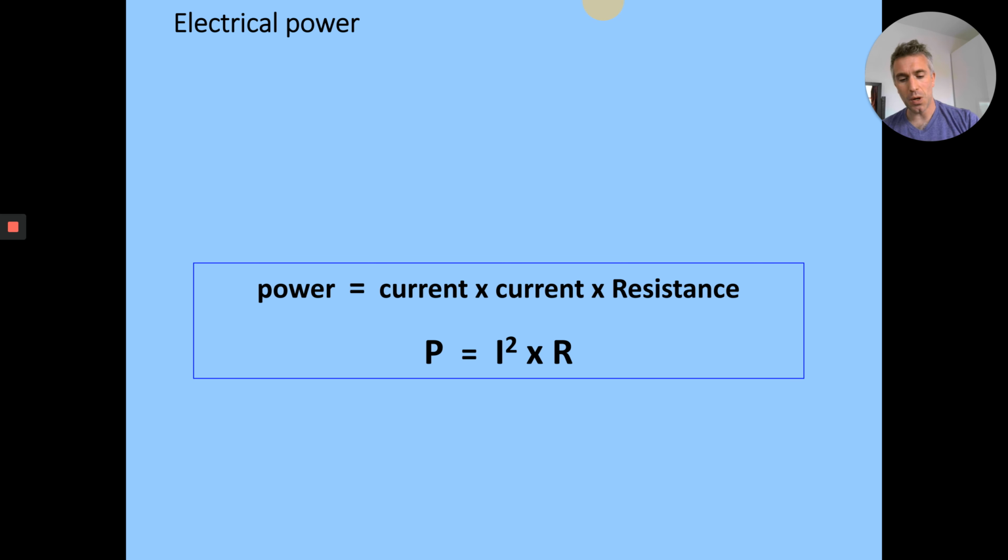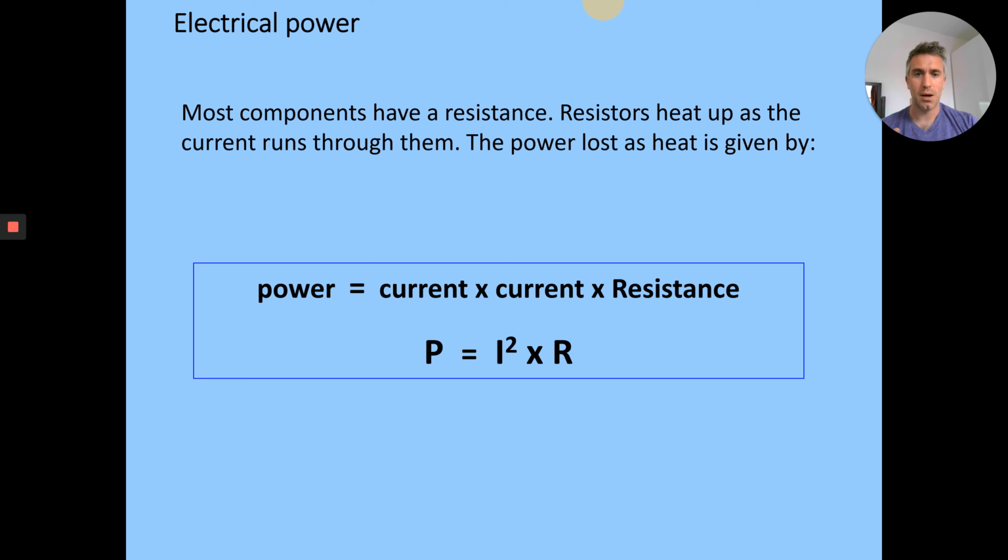So if we want to work out the power that is lost, for example, if you plug something in, it might draw lots of volts out of the mains, but it might not use it. Some of it's going to get wasted. The power that's wasted is heat, and is given by this equation. Power is equal to current squared times resistance. It's actually the same as the other equation. So P is I squared R.